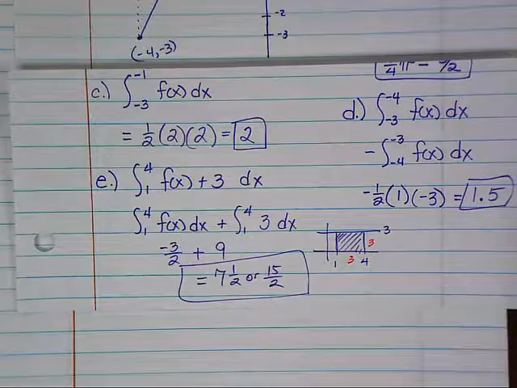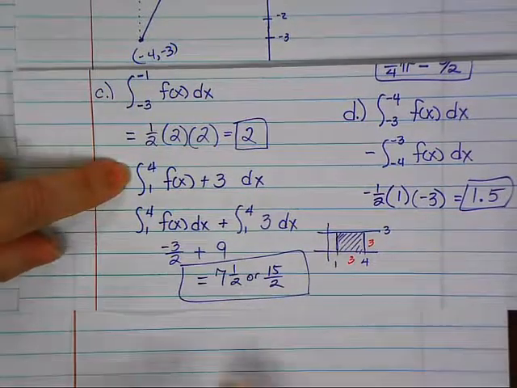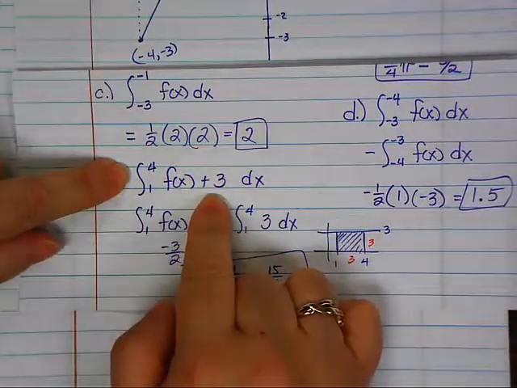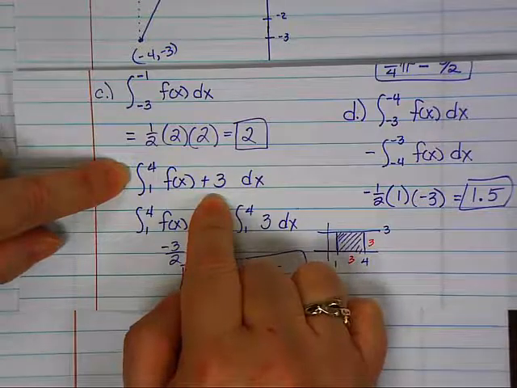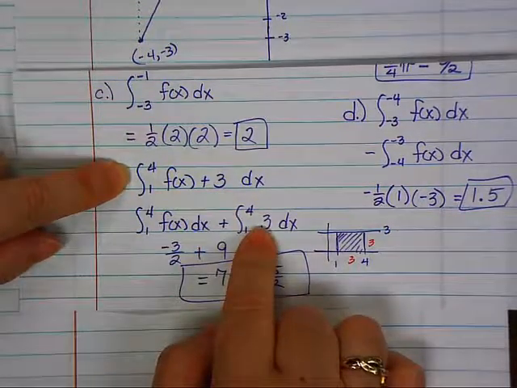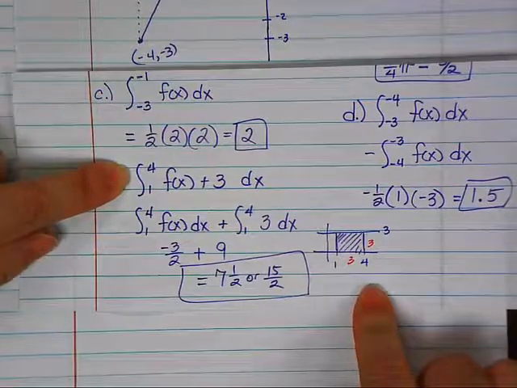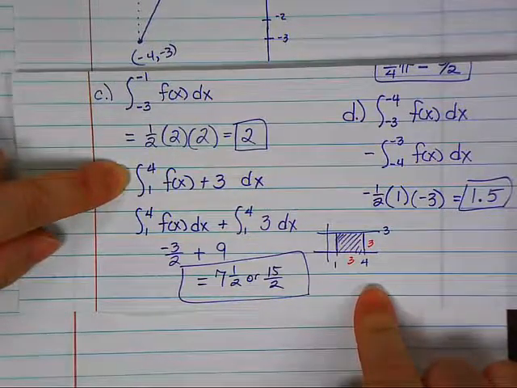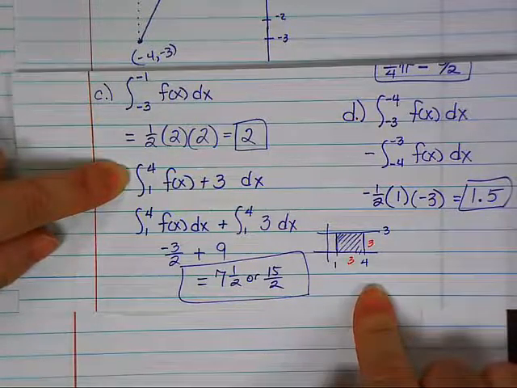So what do I want you to remember? I want you to remember that if you ever have a number added to the end of a function that you're trying to find the area of, separate it off and do it as its own geometric shape. Okay? Because you will see that on the homework. Any questions?